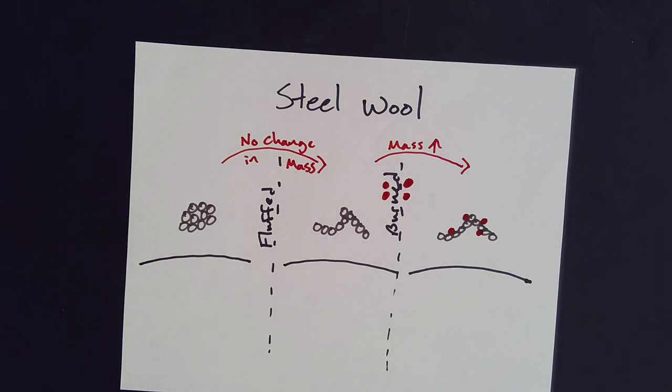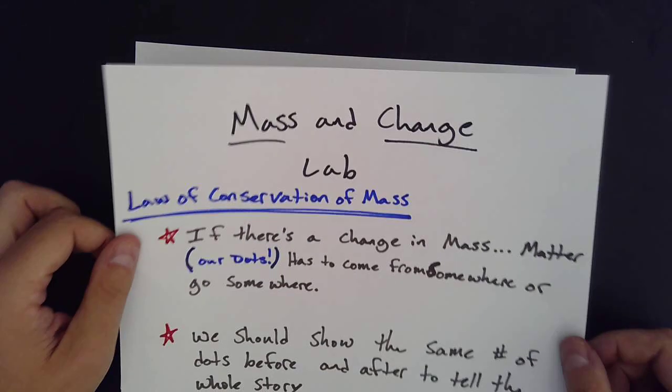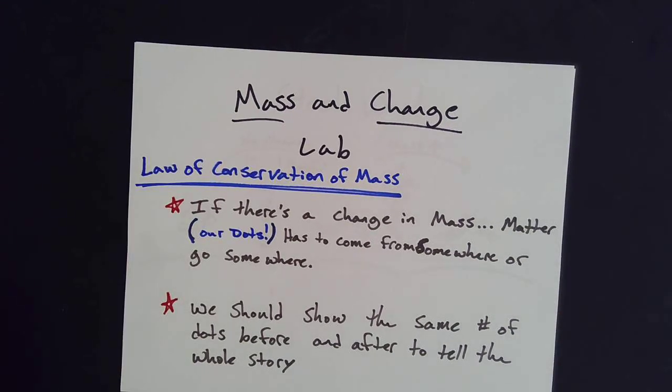So really, our big takeaways, just to make sure: we have the law of conservation of mass. Matter cannot be created nor destroyed. It can only change. So if we have a change in mass, matter has to come from somewhere or go somewhere. Remember, our definition of matter is just stuff. So we should show the same number of dots before and after in our models to tell the whole story.